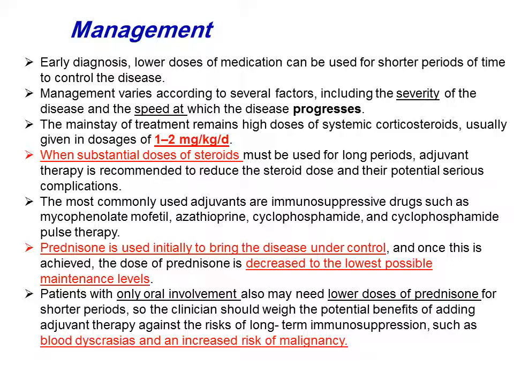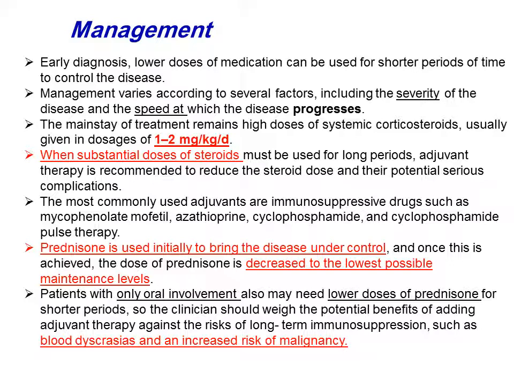If we use steroid only, we need high doses of steroid, and that will cause big damage to the organs of the patient's body. So using a combination of this medication with the steroid reduces the dose of steroid and the side effects of steroid at the same time. Prednisolone is used initially to bring the disease under control, and once the disease is controlled, the dose of prednisolone is decreased to the lowest possible maintenance level.